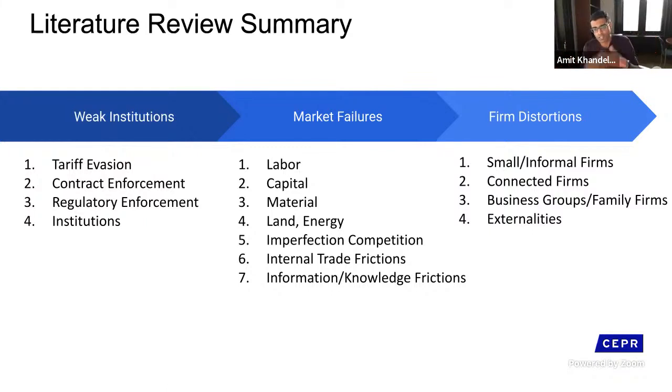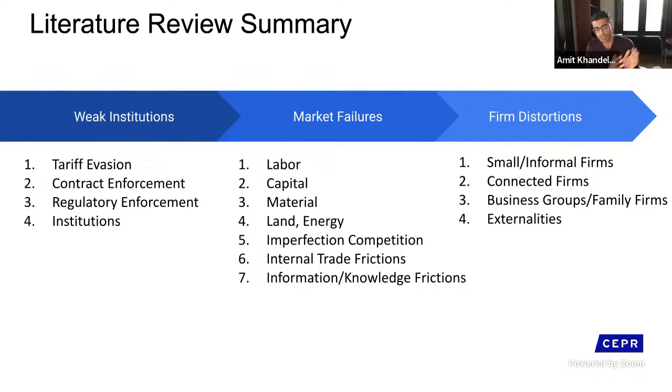In terms of market failures, we're going to think about the first four being labor, capital, material, land, or energy, kind of factors of production, and the fact that in developing countries there may be failures in those markets for various reasons, and what happens when trade comes, and how does it intersect, and how do those distortions affect what we might consider, and where there may be deviations from standard models. But there may be other additional market level forces, failures, such as imperfect competition, high internal trade costs, and then just failures in what we might think of as knowledge markets, or in information or knowledge frictions.